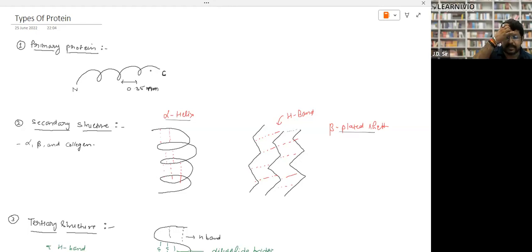In alpha helix, next point. In alpha helix, the polypeptide chain is coiled spirally, generally in a right-hand manner. Full stop.